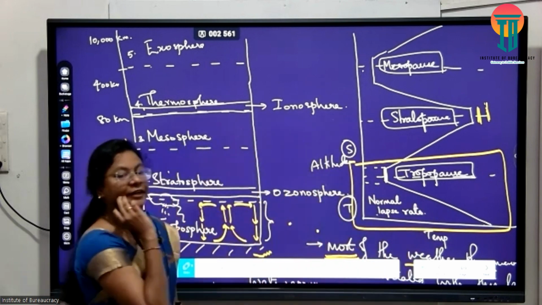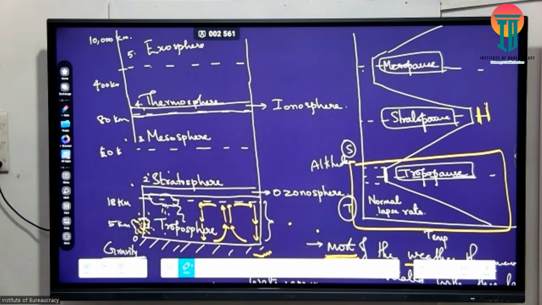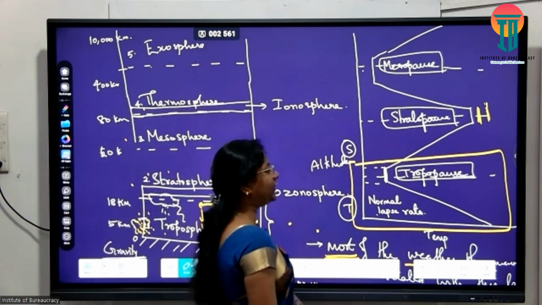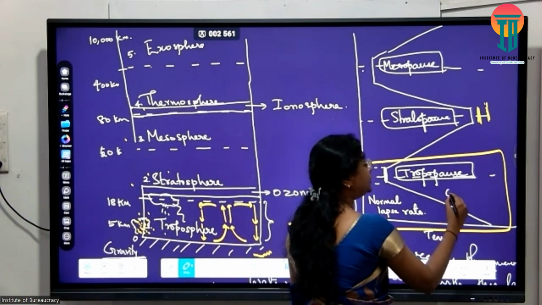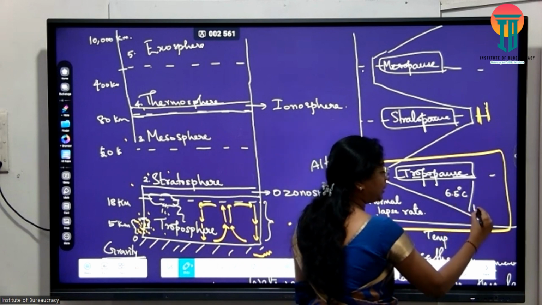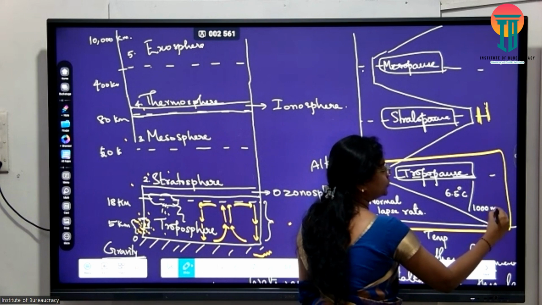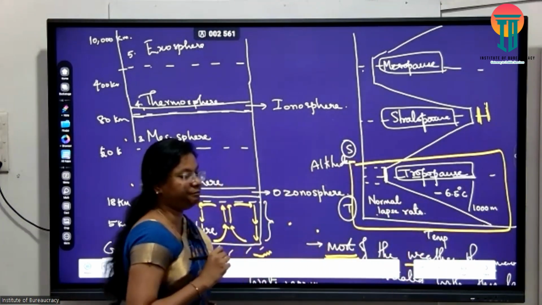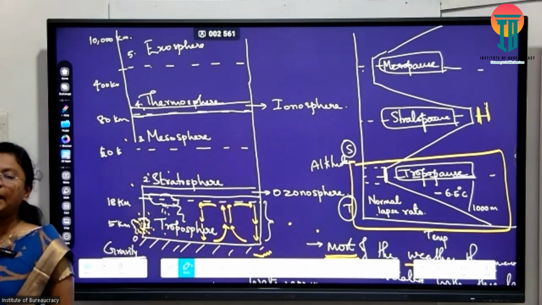Normal lapse rate. So with increasing altitude, temperature decreases. This is the normal lapse rate. And what is the value? It is 6.5 degrees Celsius for every 1000 meters. So there is a drop-off, and we use the minus sign. So that is the value of the normal lapse rate.